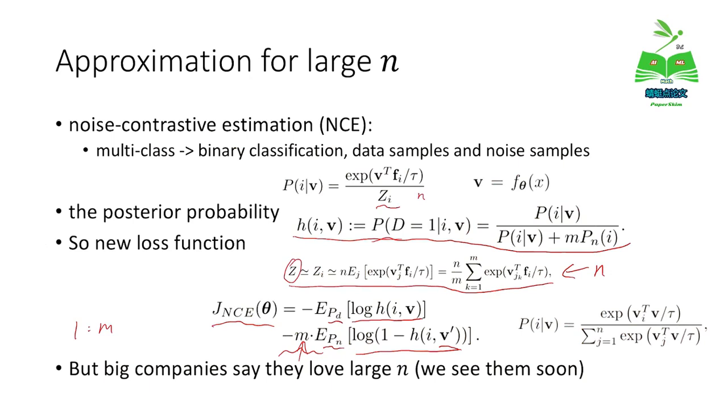I think the derivation is a bit complex. It should be an approximation. So this paper, in fact, is harder than the following papers, because big companies say they love larger n. They directly optimize on larger n. We will see those papers soon, and they also consider different factors for optimization.